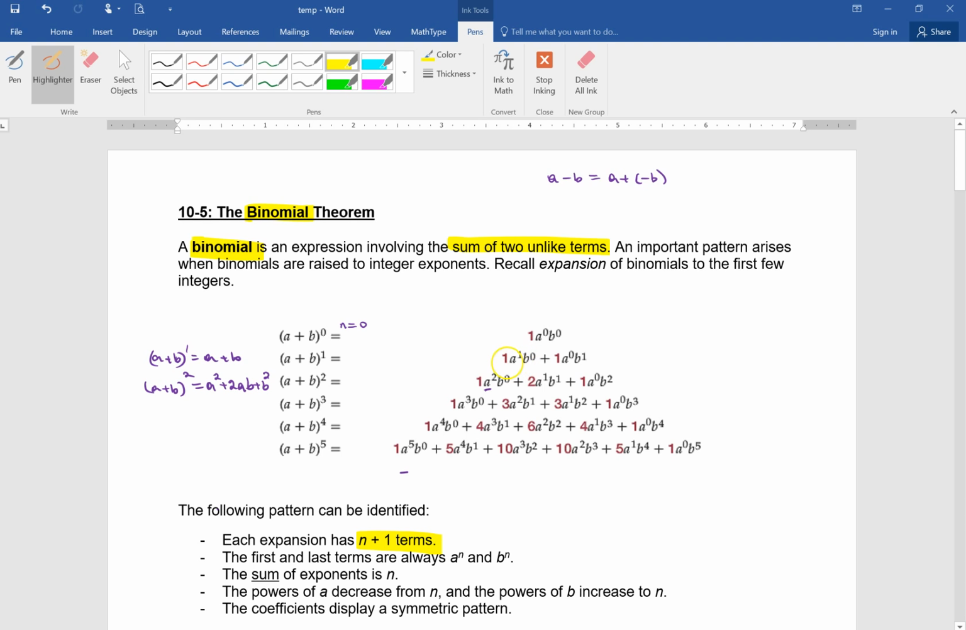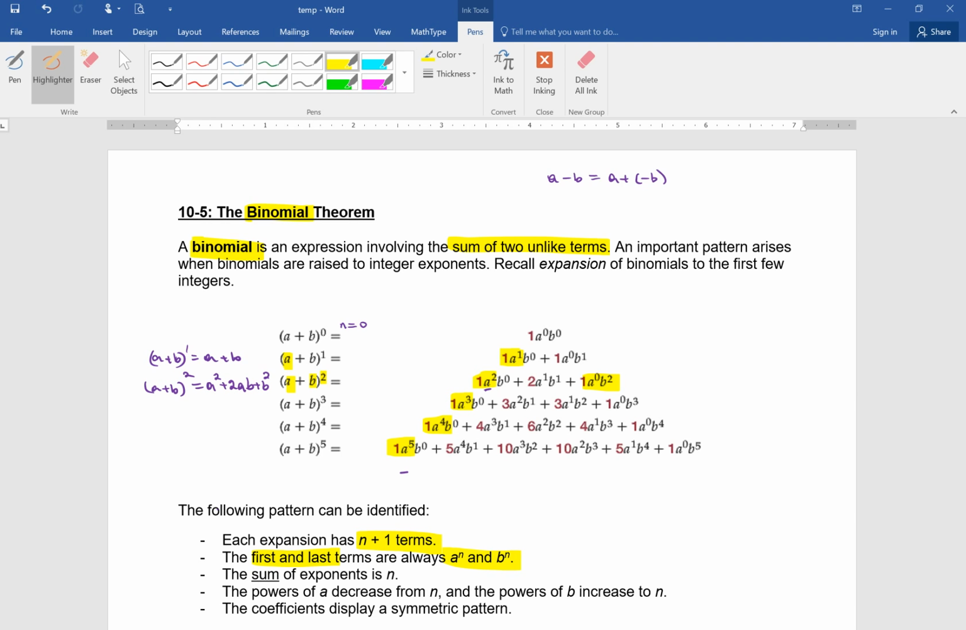Now, let's look at the first term always and the last term, right? Here the first term is A, 1A to the 1, 1A to the 2, A to the 3, A to the 4, A to the 5. Right? The first term is always this first term raised to the power. And the last term is always the second term raised to the power. So the first and last terms are always A to the n and B to the n. Okay?